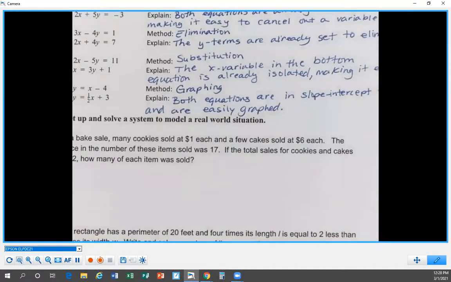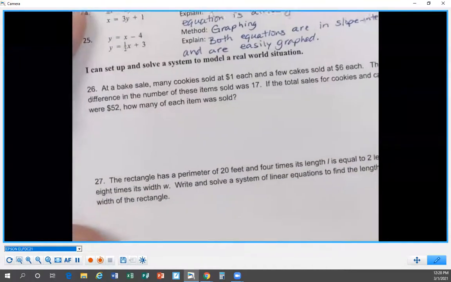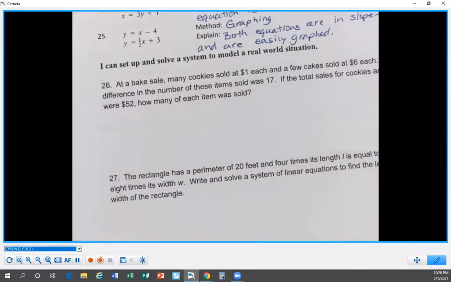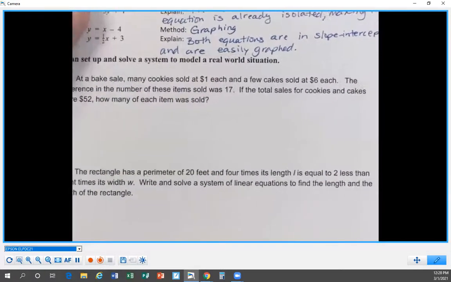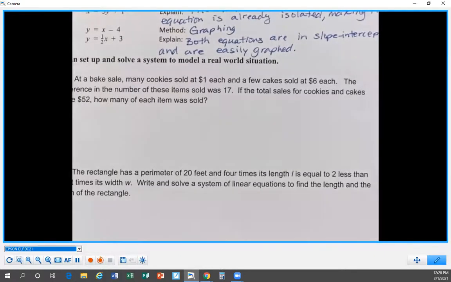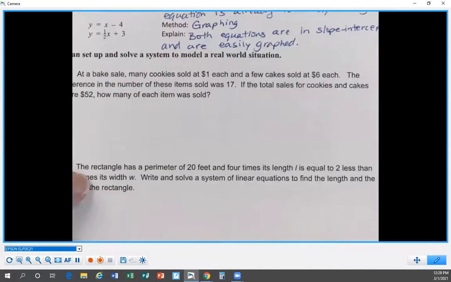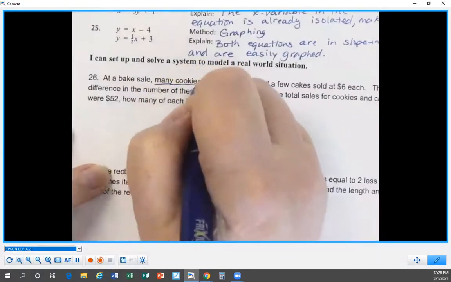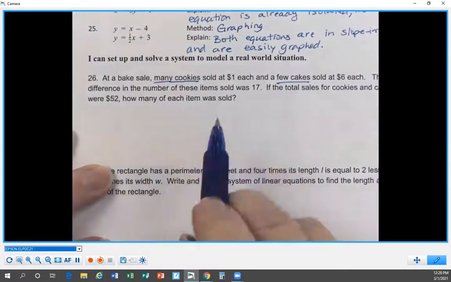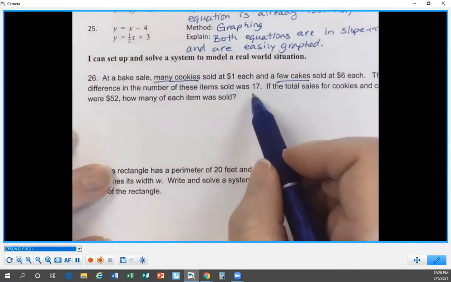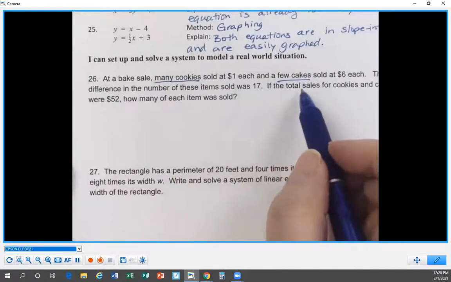Okay, and then our last section of review is modeling. At a bake sale, many cookies are sold at $1 each, and a few cakes are sold at $6 each. The difference in the number of these items sold was 17. Okay, so we know there were many cookies, so there were more cookies sold than cakes, because it says a few cakes. And the difference sold was 17, okay?